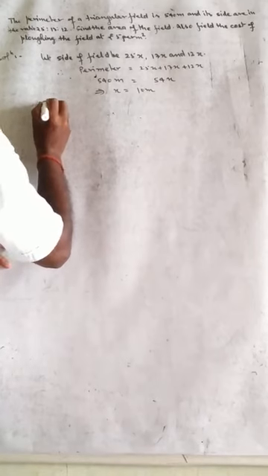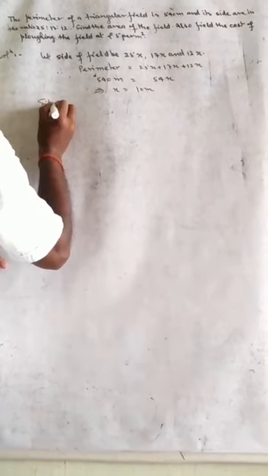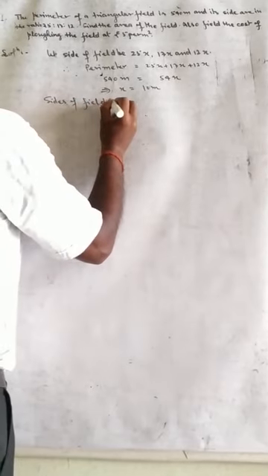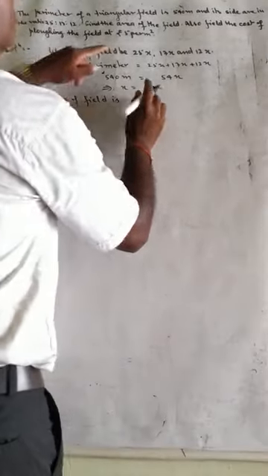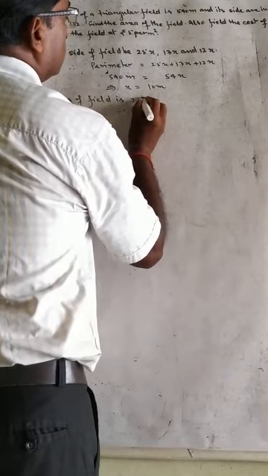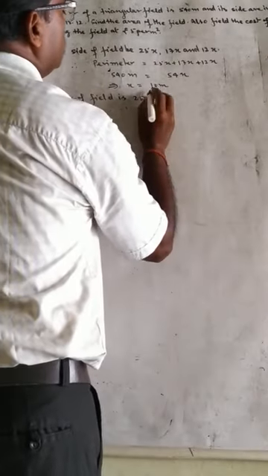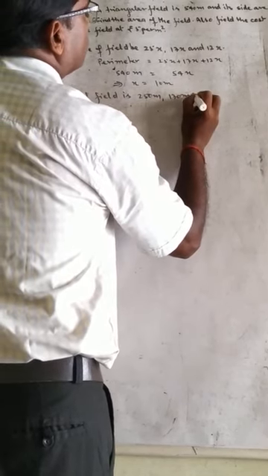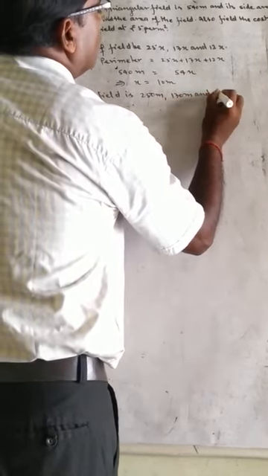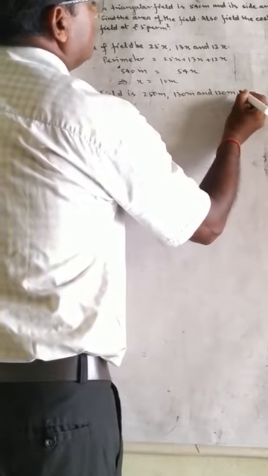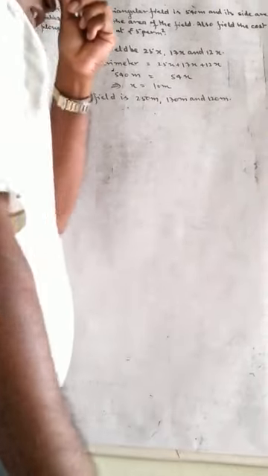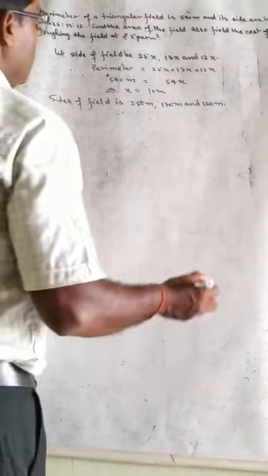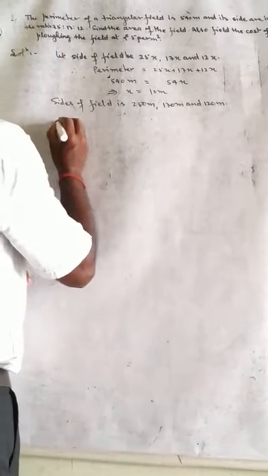Therefore, the sides of the field are 250 meters, 170 meters and 120 meters, putting 10 in place of x. Clear? After this, I will discuss the area of the triangle.